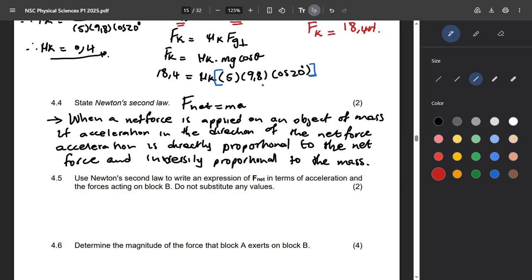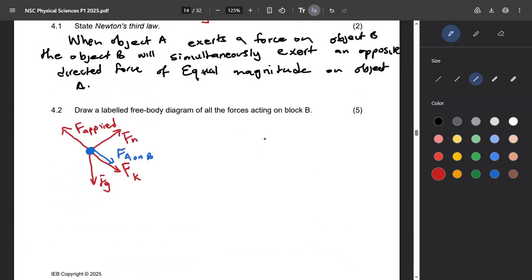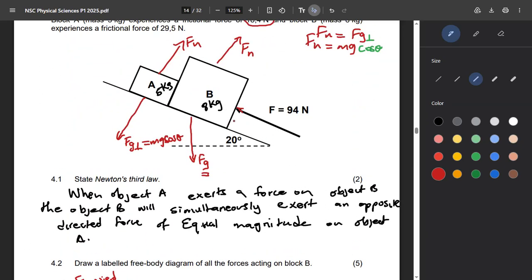So they say use Newton's law to write an expression in terms of acceleration and the net force acting on block B. We need F net, it applies to horizontal forces, right? We're going to do this because the acceleration is for the horizontal forces. So now you're going to draw all the horizontal forces that are acting on block B. If you miss one force on your free body diagram, everything will be wrong. So that's why the free body diagram is important.